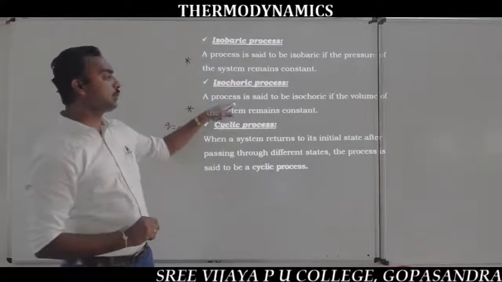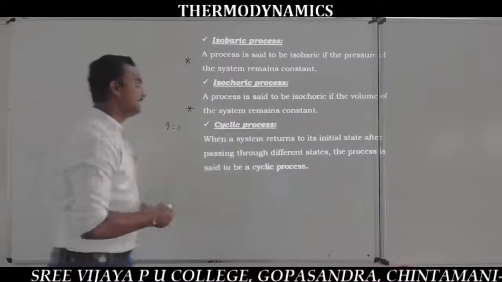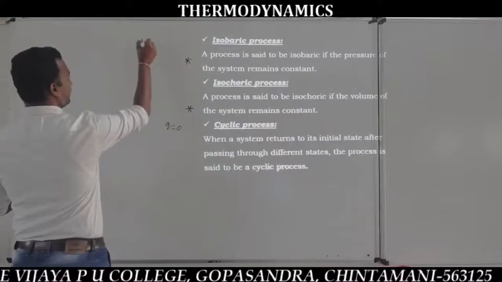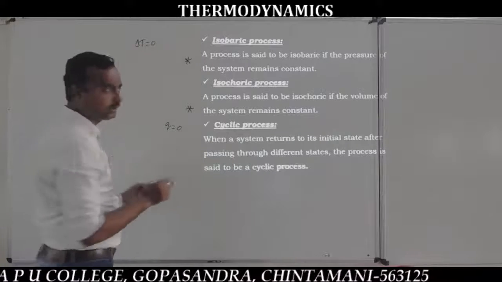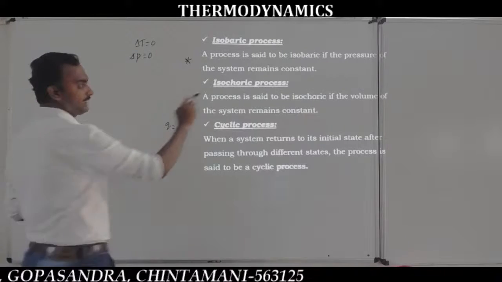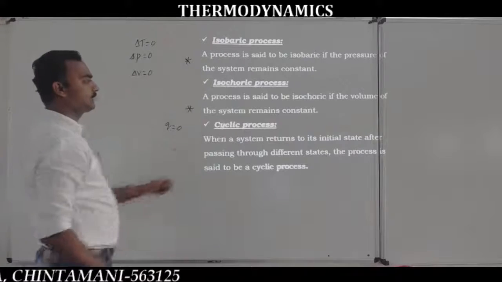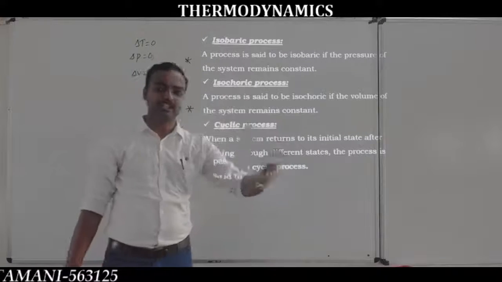The other will be isochoric, that is, the volume of the system remains constant. Delta T is equal to 0 for an isothermal process. Delta P is equal to 0 for an isobaric process, nothing but constant pressure. Delta V is equal to 0 is called isochoric. There is no change in volume.